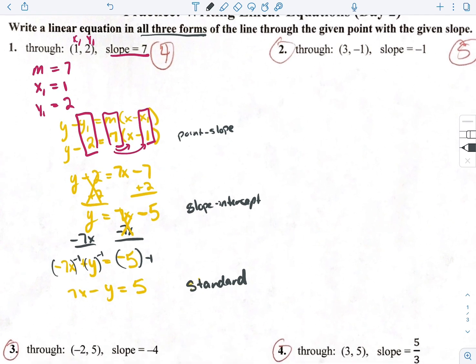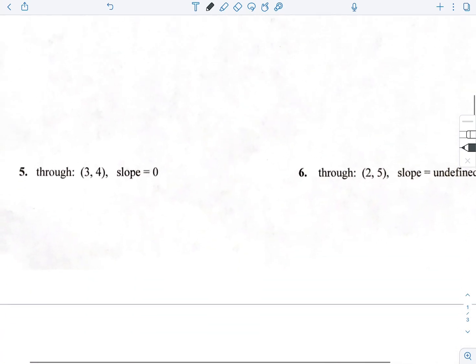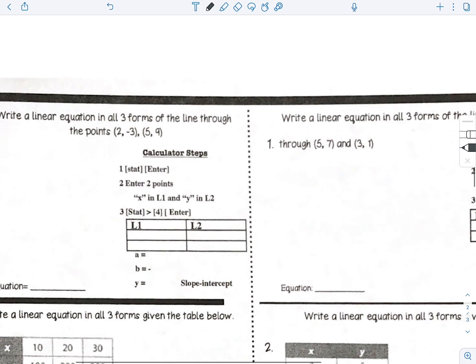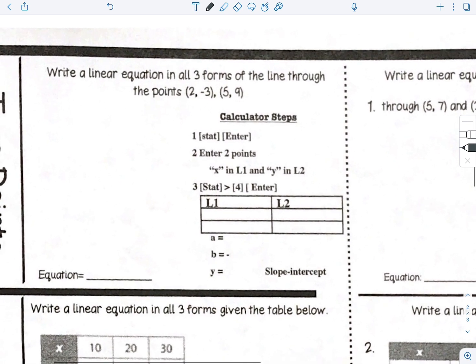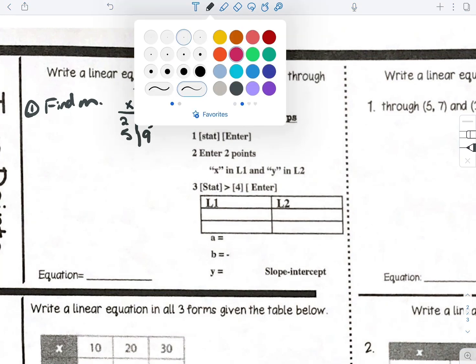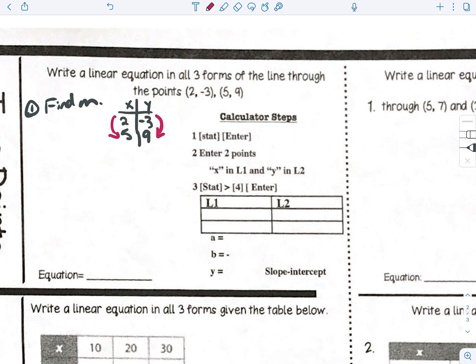All right, so that's kind of review. What happens if we're given 2 points and we're still asked to write a linear equation in all three forms? Then, instead of us immediately knowing the slope, we actually have to find the slope. That's the first step, is to find the slope. And we already know that if we're given 2 points, to find the slope, we can put it in a table. And then find our change in y and divide it by our change in x.